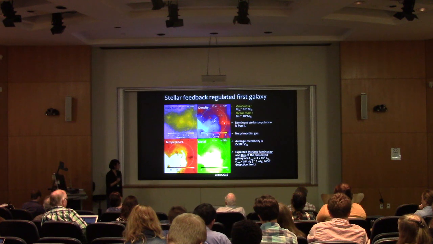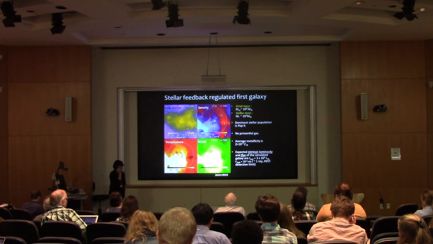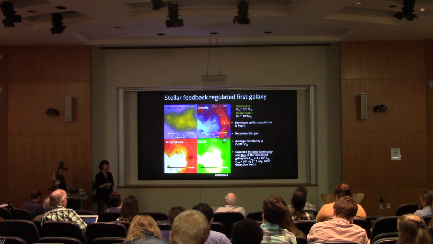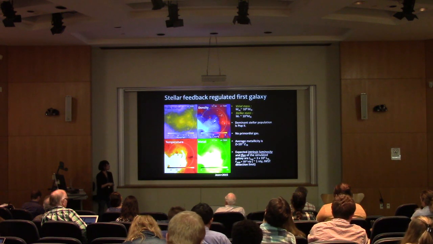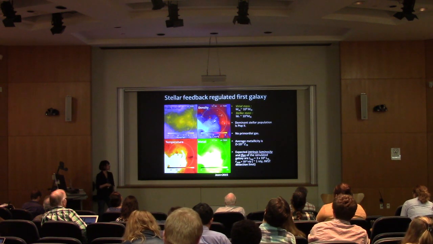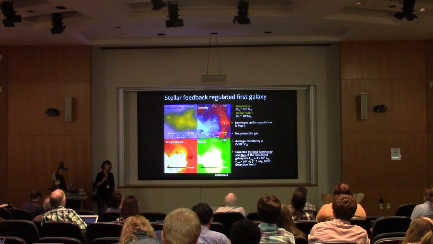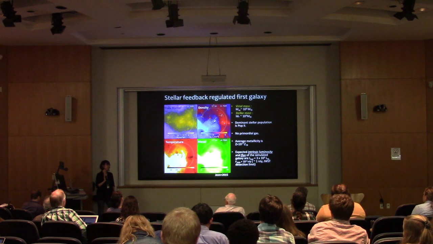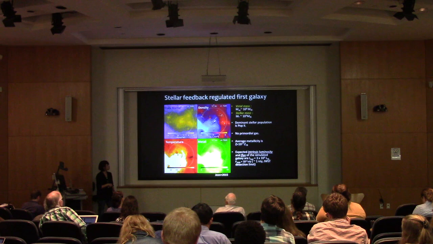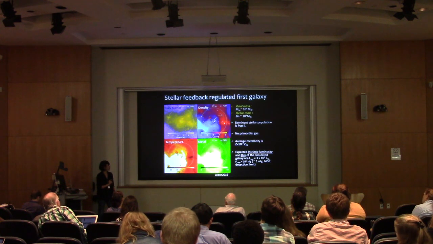And the next question we have to ask is, can we really detect these systems? So we can compute the flux, and that turns out to be 10 to the minus 2 nanojansky. That is 2 orders of magnitude smaller than the JWST detection limit. So unfortunately, this galaxy will be too faint to be detected even with the JWST.